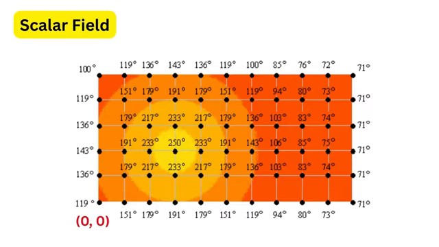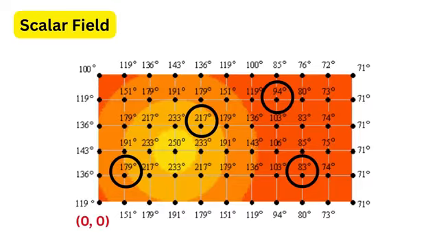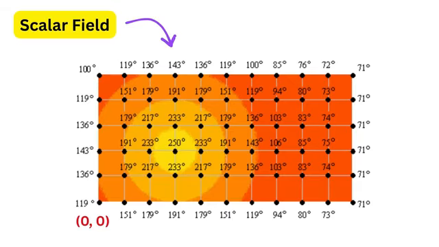Next, a scalar field is formed when a scalar value is assigned to every point in space. For example, suppose at the point with coordinates 4, 3, the temperature is 217 degrees Celsius, and at the point 8, 1, the temperature is 83 degrees Celsius. Each point has a single number attached to it. That collection of numbers spread over space is called a scalar field.